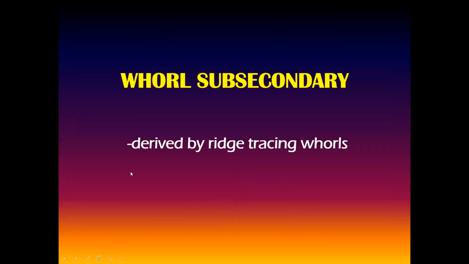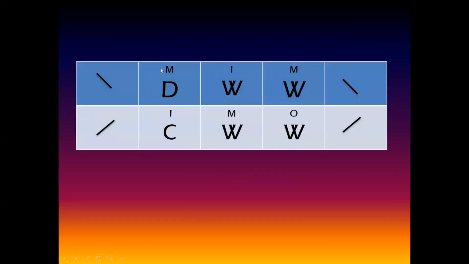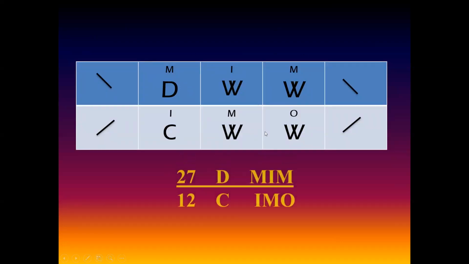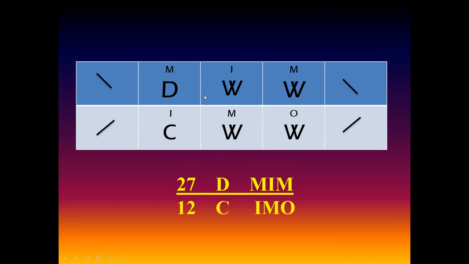So after deriving the ridge tracing, if we're talking about, of course, the whorls, meron din tayong whorl subsecondary, so we only make use of the ridge tracing that we have earlier established. Okay, so in this case, this is our classification up to subsecondary.